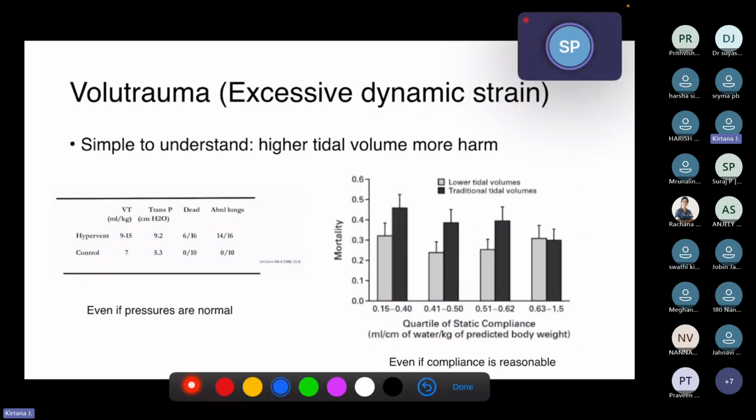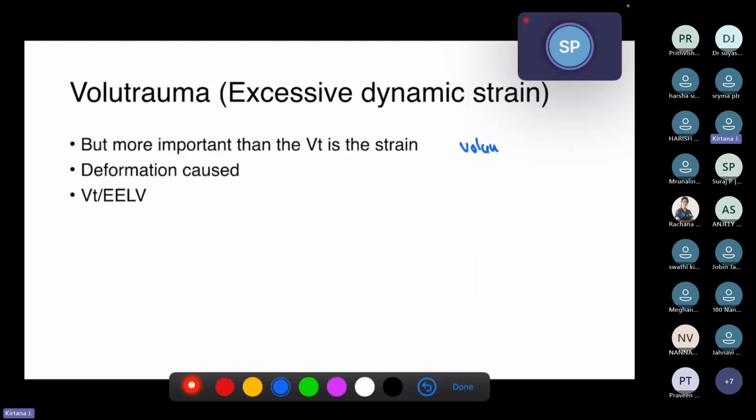But is it the absolute value of the tidal volume that is important, or should we be looking at something else? Is it 6 ml per kg, 8 ml per kg? Because the kg that we are using here is ideal body weight. So should we be using absolute values or some other value? What we should be looking at is not just the volume, but the volume to the available lung ratio.